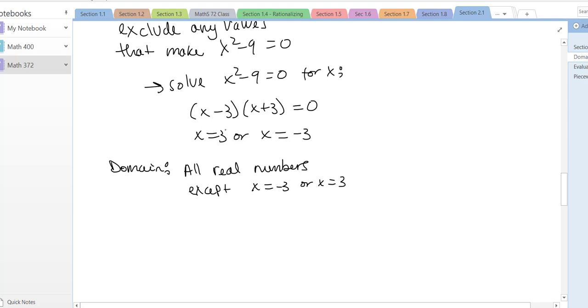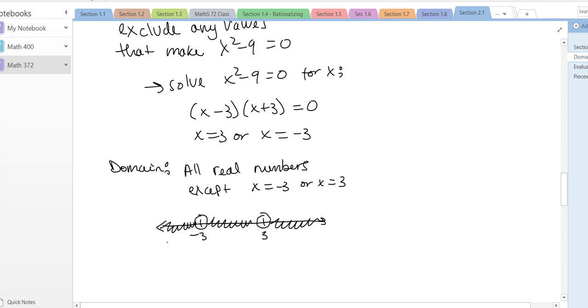To get to interval notation, I'm a visual person, so I always draw myself a number line. So I'm going to put negative 3 and 3. And what it says is everything except those numbers. So I put circles on those, because I don't want to include them. But then it says all real numbers, so I'm going to shade everything but those numbers.